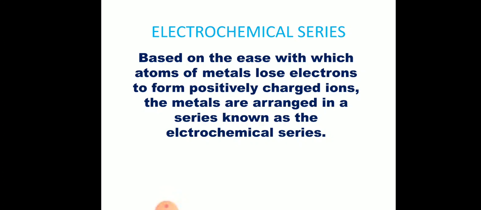Or, in other words, it is also defined as: based on the ease with which atoms of metals lose electrons to form positively charged ions, the metals are arranged in a series known as the electrochemical series. So, the arrangement of metals by their ability to lose electrons to form positively charged ions in a series is known as the electrochemical series.